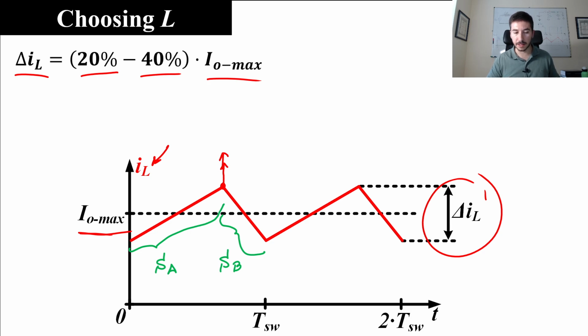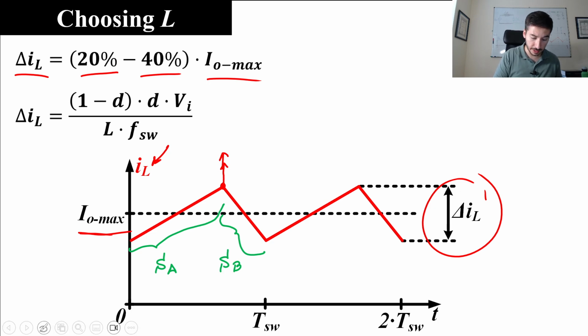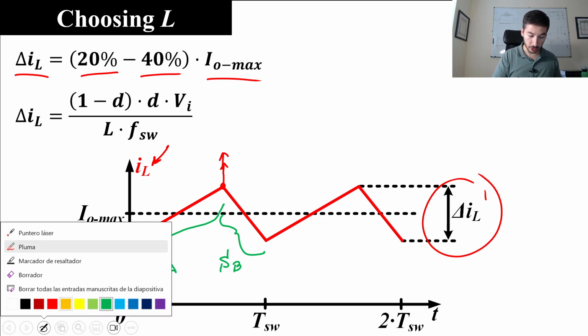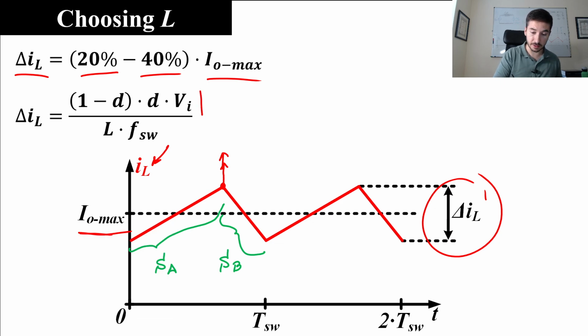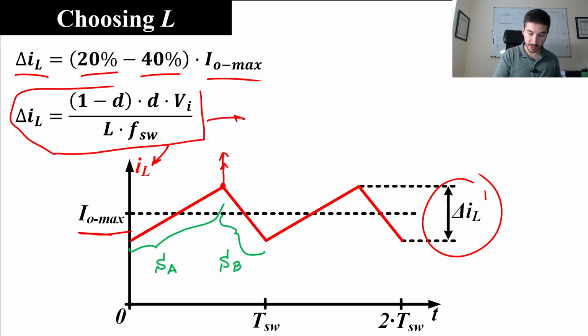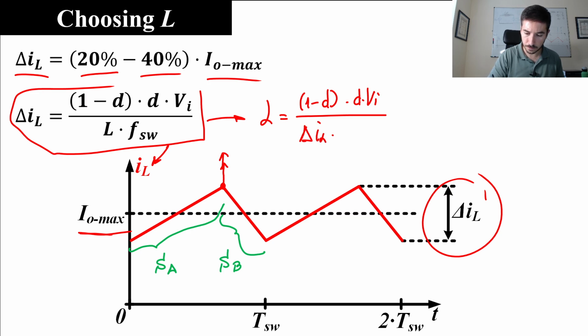Well, in order to determine the inductance that we need, once we know the peak-to-peak current that we want, is very easy. We have to use the previous expression that we obtained and express the inductance as a function of the current ripple. So we use this expression, where the peak-to-peak current ripple is a value that is between 20 and 40% of the maximum output current. Very easy.